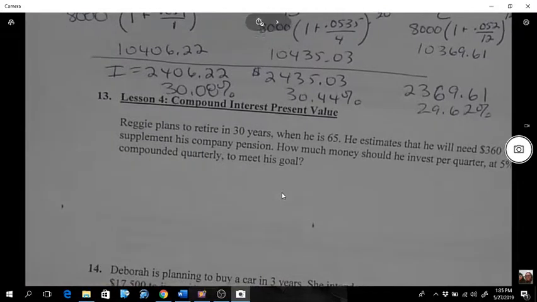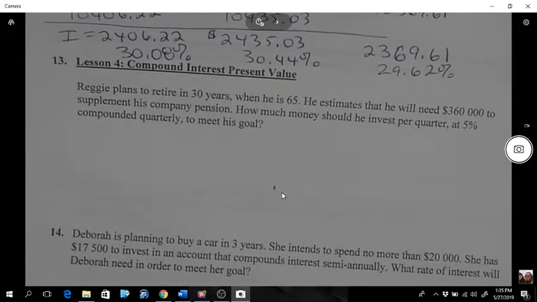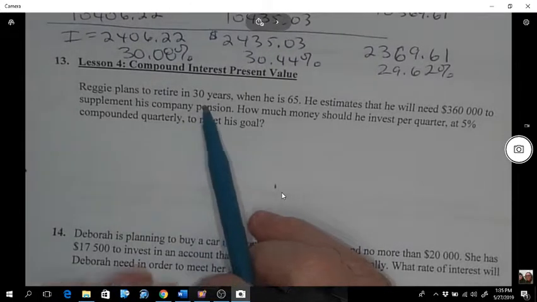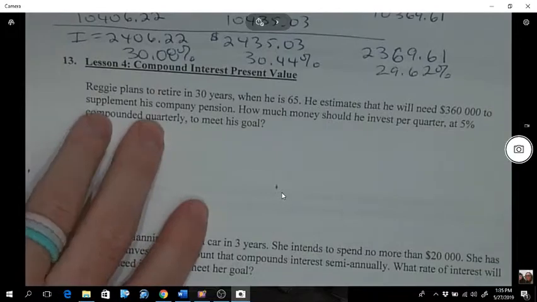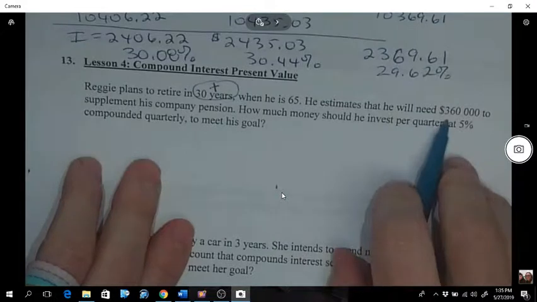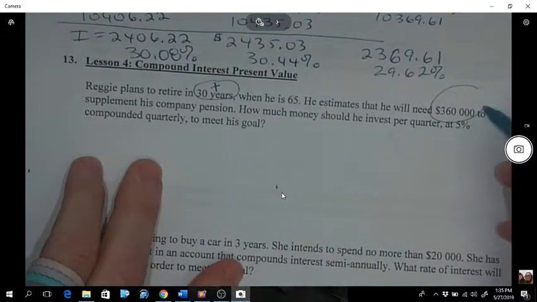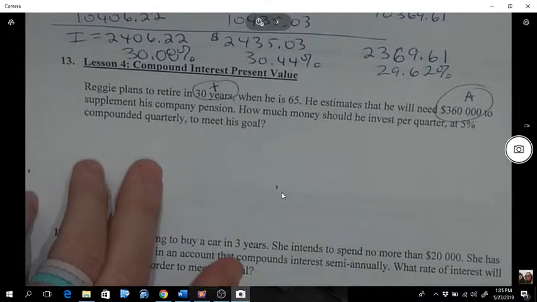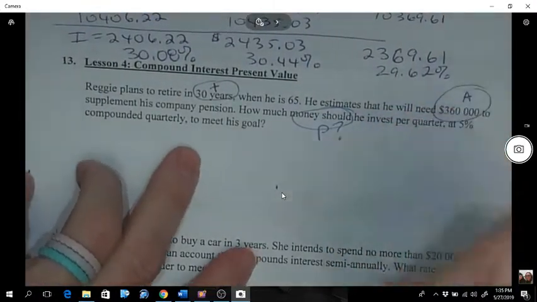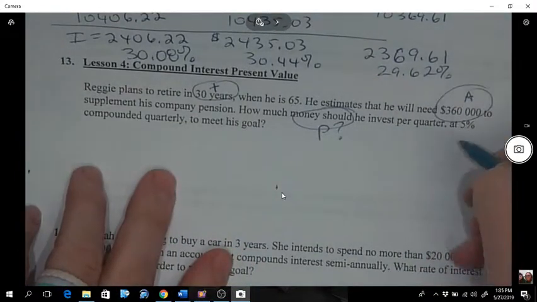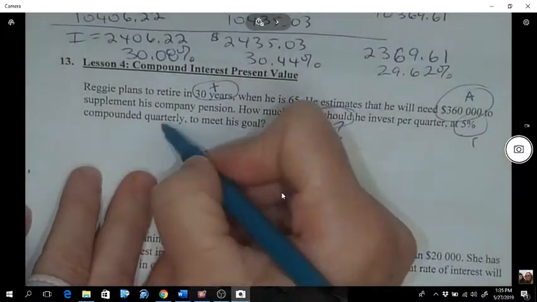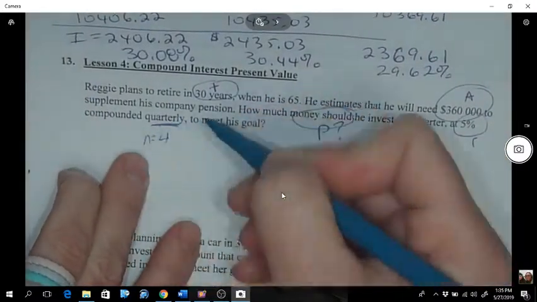Okay, lesson 4, we're continuing with compound interest, exploring a little more with present value. So number 13, Reggie plans to retire in 30 years, and so we're dealing with that as a T. He estimates he will need this much money, so that's his final amount, A. How much money should he invest? So principal is what we want to know. Per quarter at 5%, so that's our rate, and quarterly is our number of compounds.